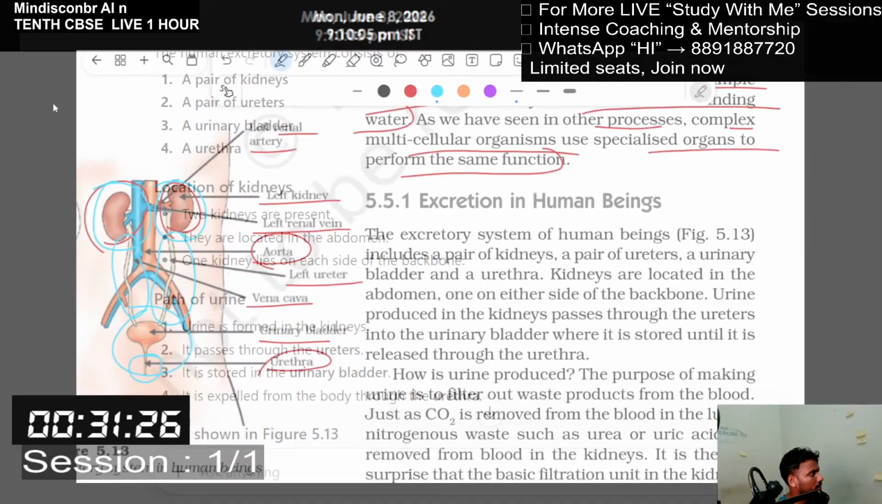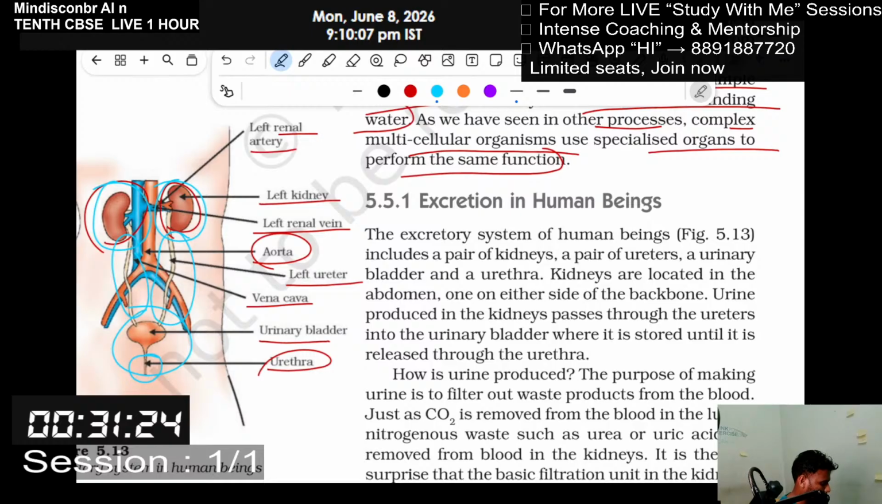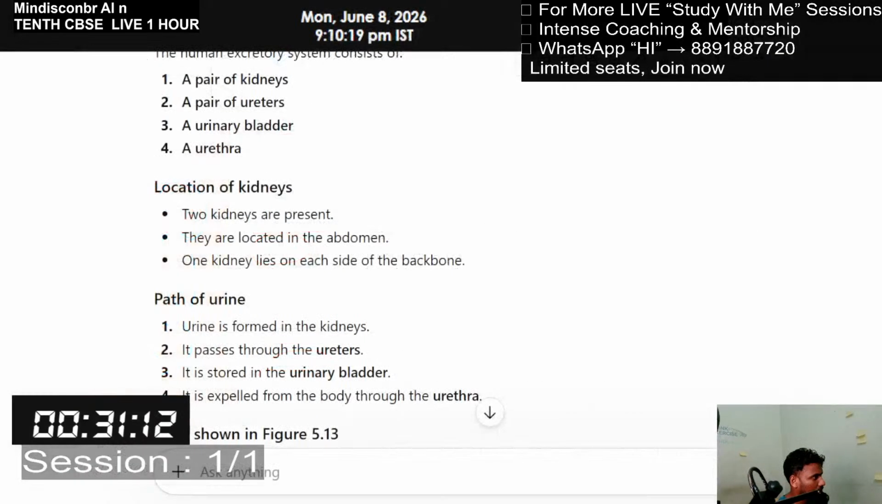So you can see here, there are two kidneys present, and these kidneys are present beside the backbone. They are located in the abdomen and lie on each side of the backbone. Our backbone, we know we can touch our backbone, and our kidneys are located on each side of the backbone and in the abdomen.